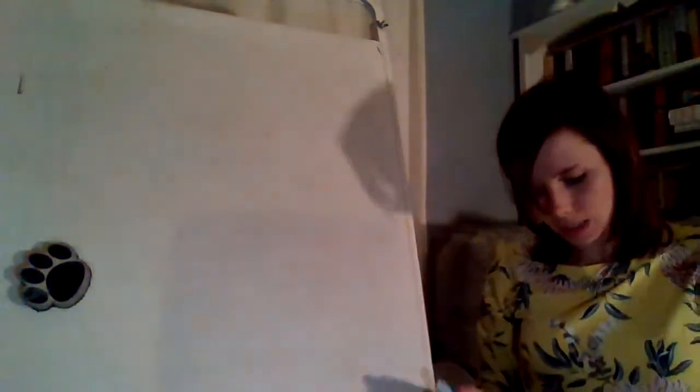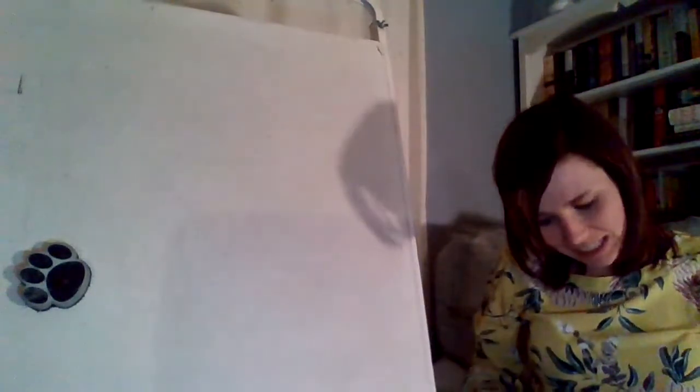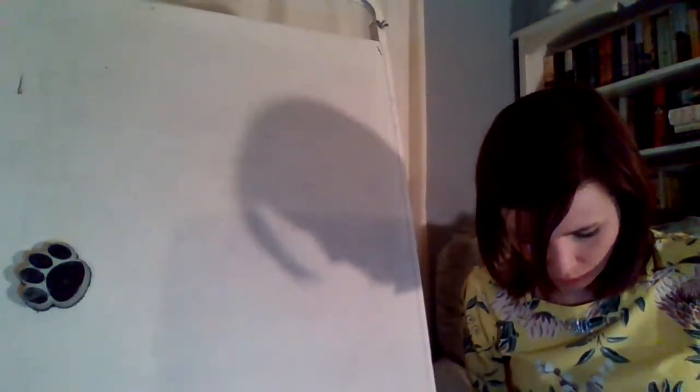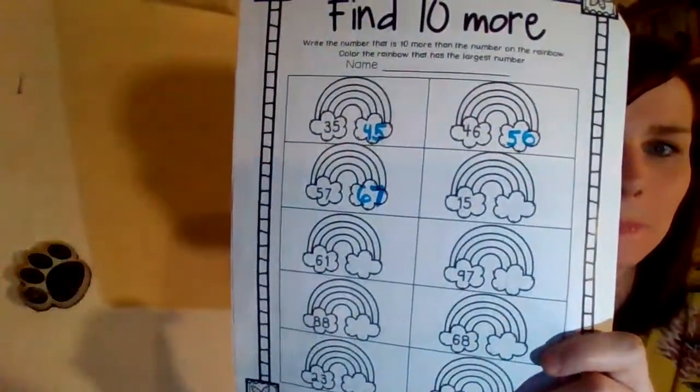57. All right, let's make 57. Ready? 10, 20, 30, 40, 50. You need 10 more than 50, which is 60. So it is 67 because we just bring those ones over. We don't touch the ones at all. We're dealing with tens right now. Beautiful job.